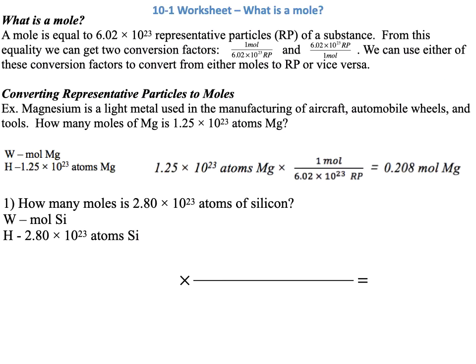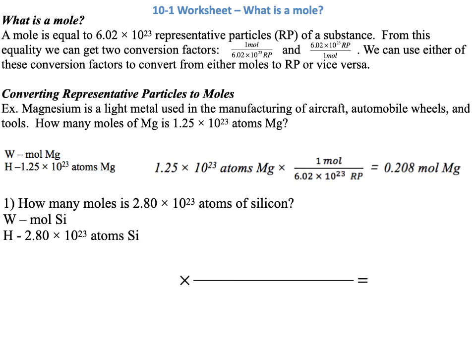Now, the first worksheet is we're going to just talk about the mole and how it's related to Avogadro's number. A mole is equal to 6.02 times 10 to the 23rd representative particles. From this equality, you can get two conversion factors, as I've already stated. You could have 1 mole in the numerator and Avogadro's number in the denominator, and you can have Avogadro's number in the numerator and 1 mole in the denominator. We can use either of these conversion factors to convert from either moles to representative particles or vice versa.